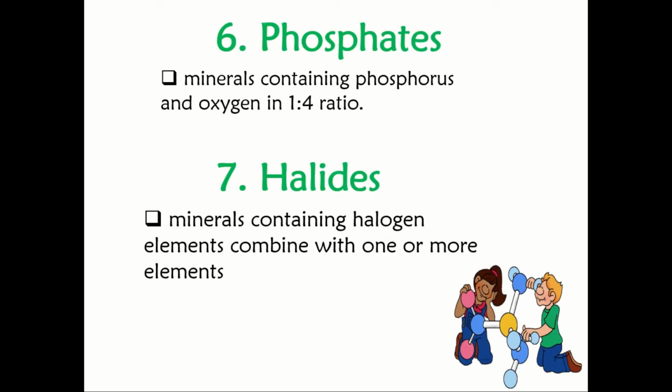Next is phosphates and halides. So phosphates muna. Phosphates are minerals containing phosphorus and oxygen in a 1:4 ratio. And halides are minerals containing halogen elements combined with one or more elements. So what are those halogen elements? We have chlorine, fluorine, and so on. Sa periodic table natin, we can see the halogens.